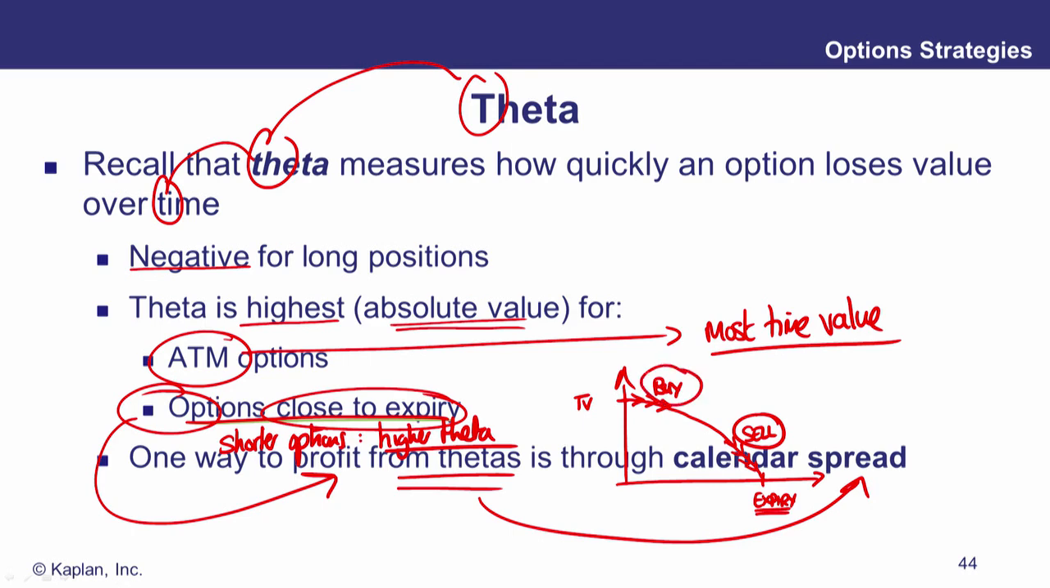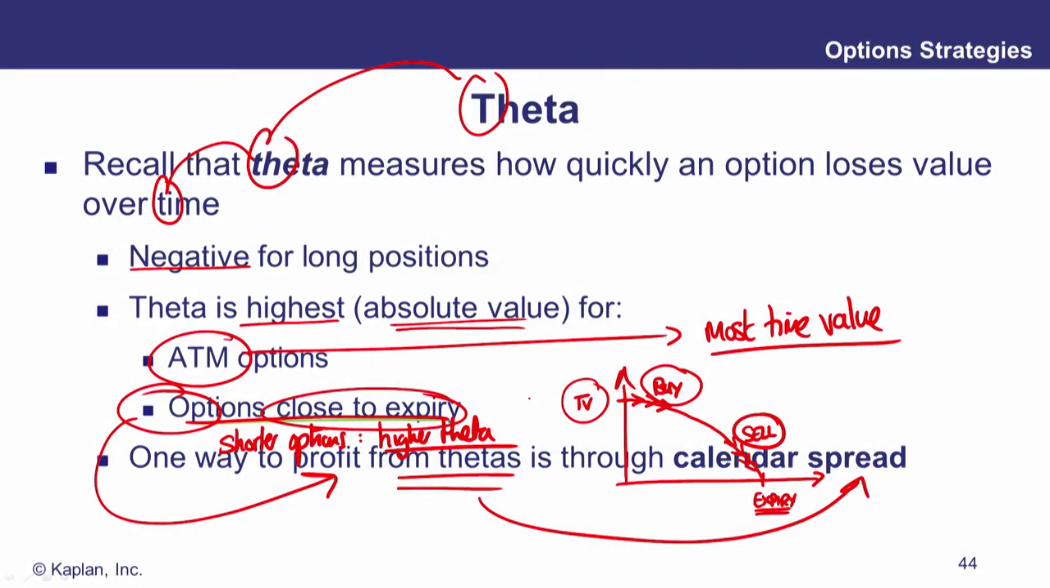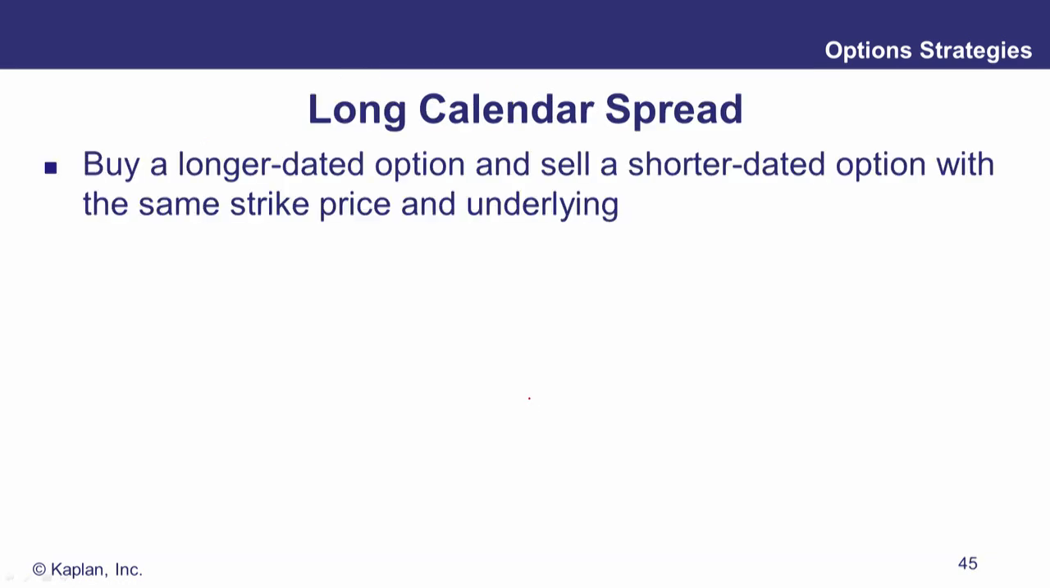If this theta plays out and nothing else disrupts this strategy, then yes, the time value of the options you sold will decay faster than the options that you are holding as a long, and you will profit from that. So that's a calendar spread. And what I've just described there is actually a long calendar spread.